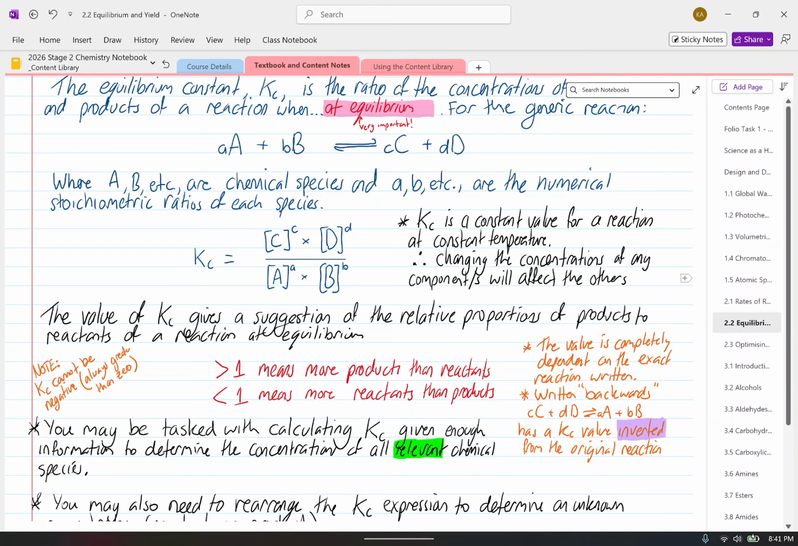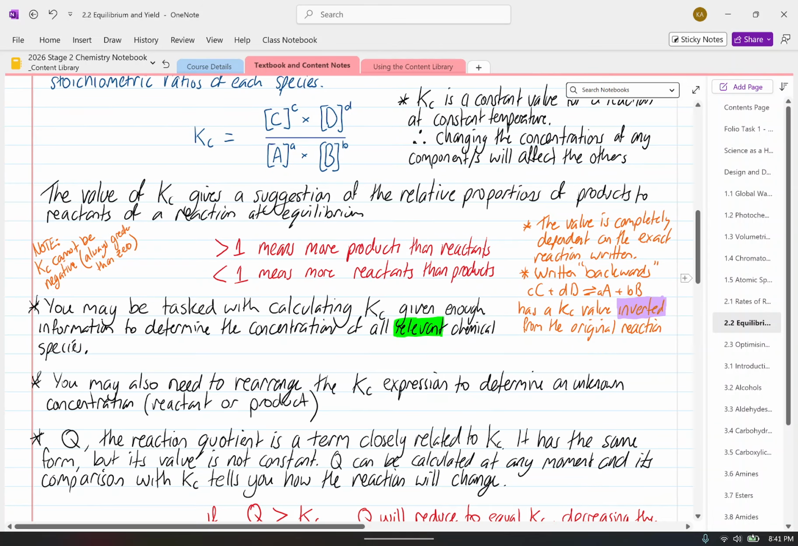Now, you are going to be asked at some point to calculate Kc, and you will definitely be given enough information to work out the concentrations of each of the components of the reaction. You could also be given Kc and maybe a couple of components and be expected to find an unknown concentration. So you should be able to rearrange this, and the maths involved is straightforward. To get, for example, this concentration over this side, you'd multiply both sides by that value.